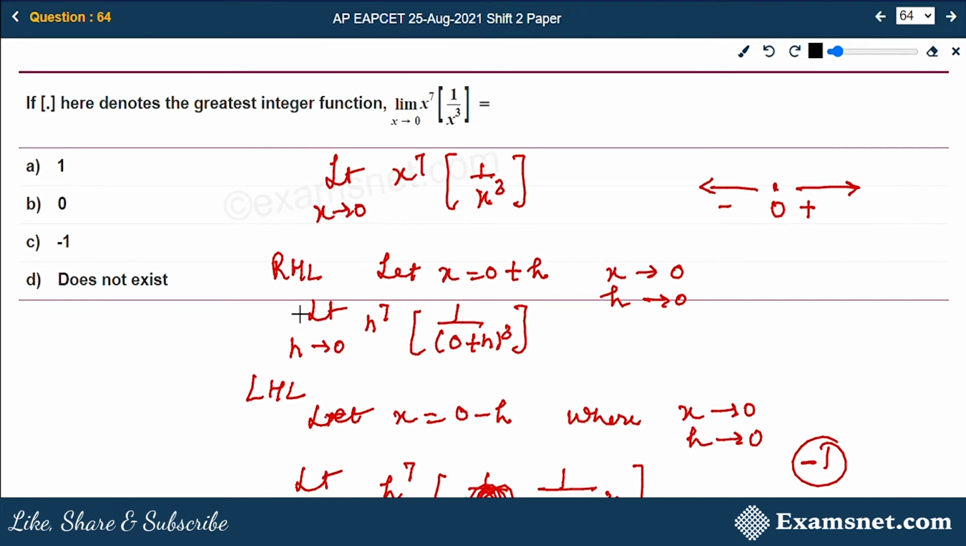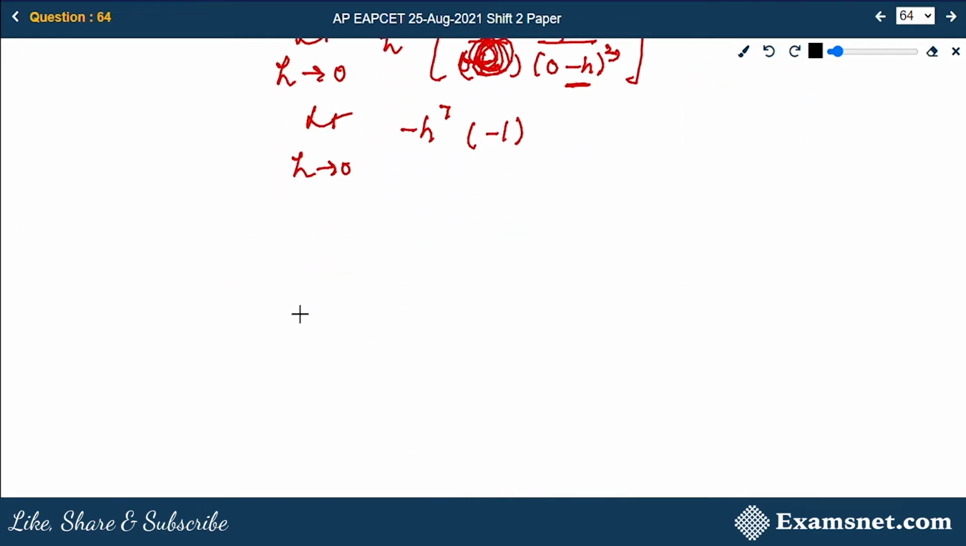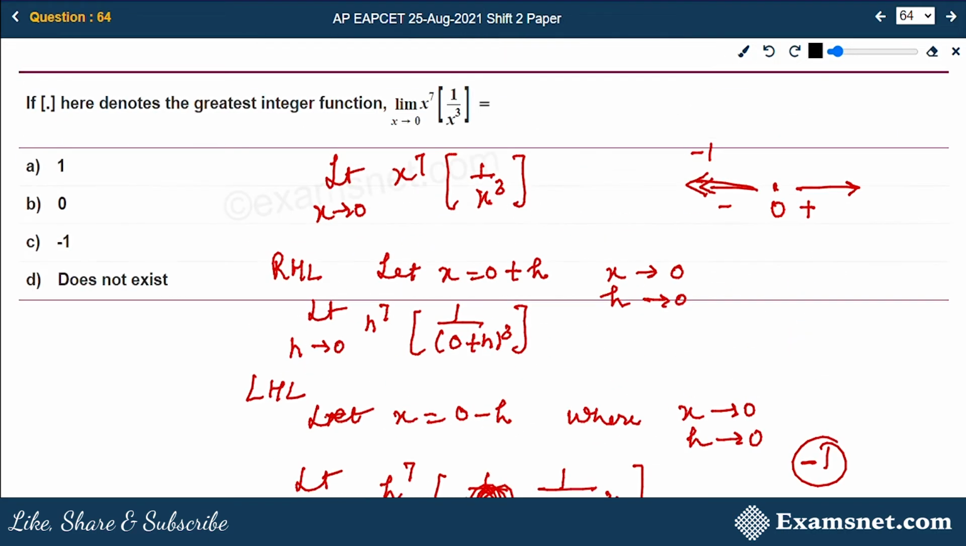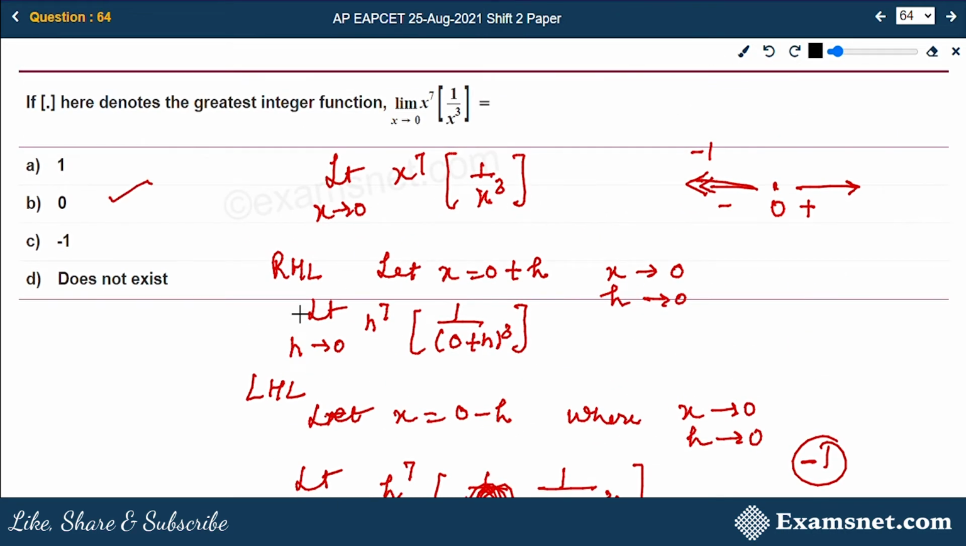Why? Because it is moving towards the left of 0, and the first integer towards the left of 0 is minus 1 itself. So this will be something like this: minus h raised to power 7 into minus 1. This is equal to 0 itself. Now because the left hand limit is equal to the right hand limit, which is equal to 0, therefore this whole limit x approaches 0, x raised to power 7, is equal to 0. So the correct option is B over here.